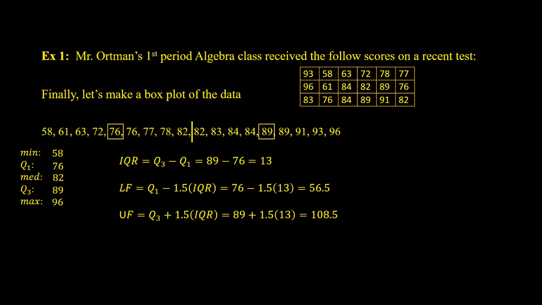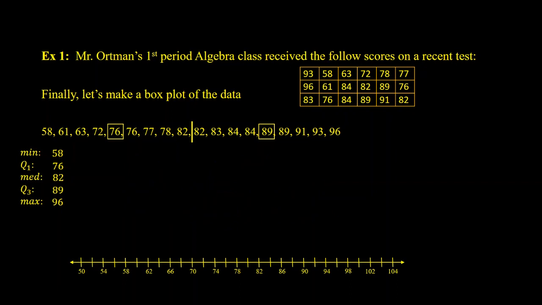So now we're ready to plot the box plot. We start with a number line. We're going to use that same 50 to 104 that we used earlier. So I'm going to start by plotting my lower and upper fences. My lower fence was 56.5. My upper fence was 108.5, which actually comes off this number line a little bit. We'll plot it over there on the right.